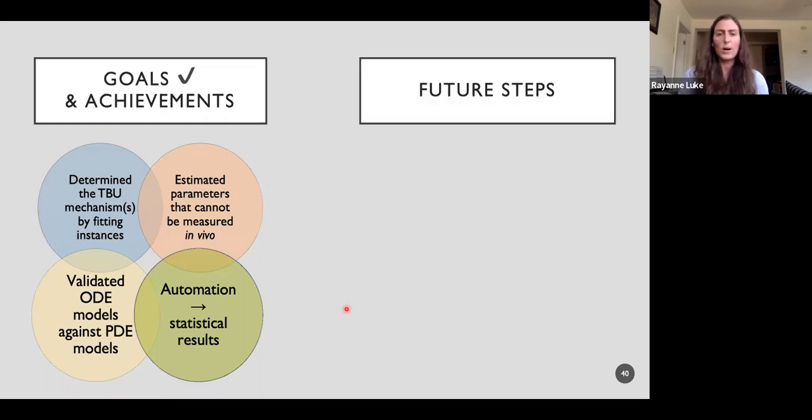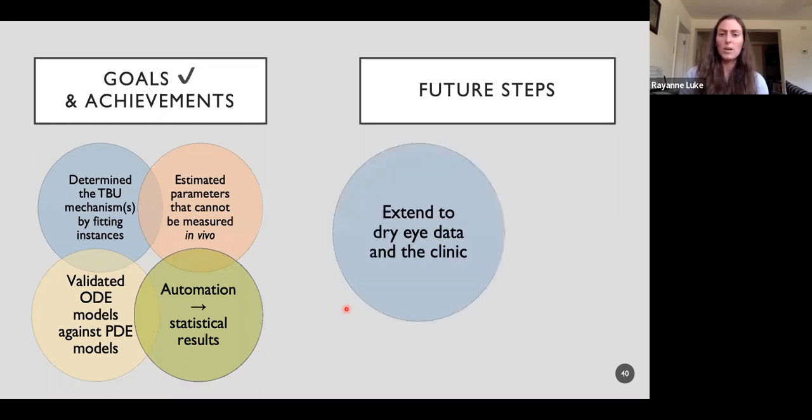In the future, there is a wide range of directions we can take this, but maybe the next logical one is to extend to dry eye, and perhaps even to making this something that could be available in a clinical setting, so that clinicians could use this in real time to look at their patients and understand whether they have dry eye, whether they don't, maybe what mechanisms are involved in their breakup, and that might suggest what type of dry eye disease they have.